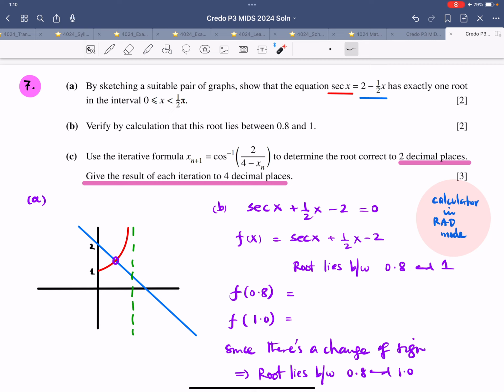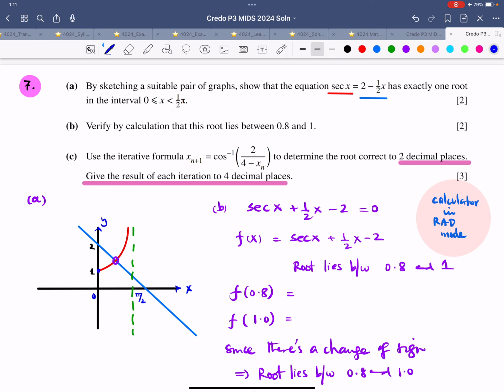Now what you are supposed to do is that you have to draw 2 graphs. And when you are drawing 2 graphs, one is about the trig function, which is sec x. So I have used a red line for sec x. And let me label a bit more. This is pi by 2. And this is 0. This is y-axis. This is x-axis. Now this thing is done.